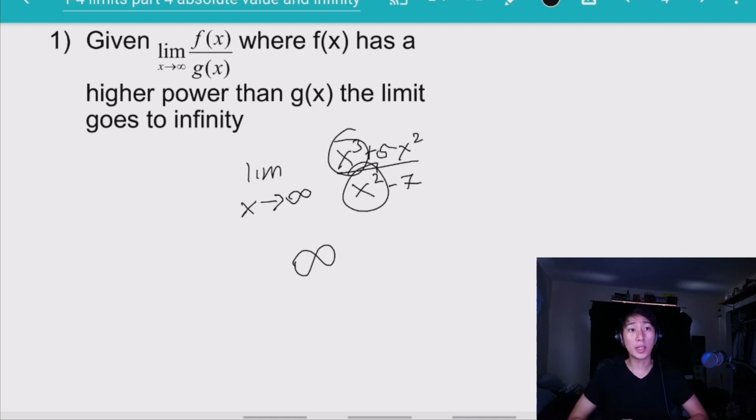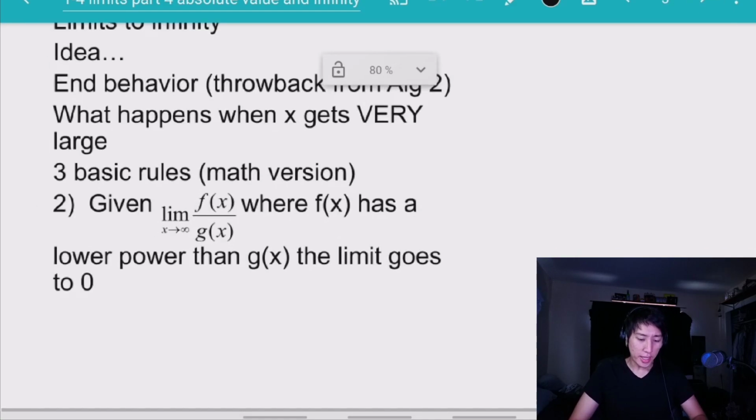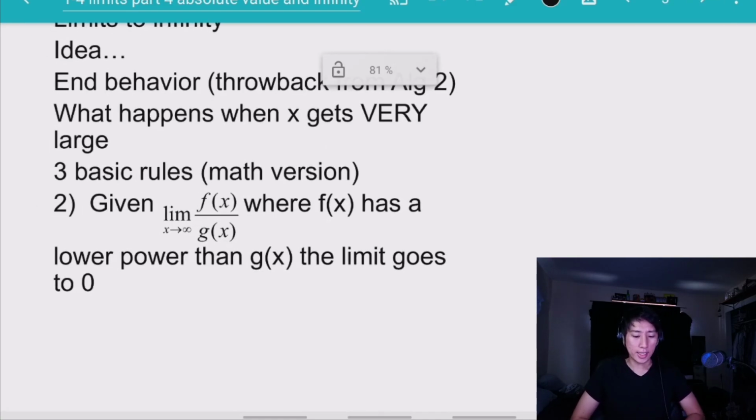Now with that in mind, I'm going to go through the next two rules a little bit quicker because we kind of explained the basis behind how this is working. The next rule says, given the limit as x approaches infinity of f of x over g of x, where f of x has the lower power than g of x, the limit goes to 0.